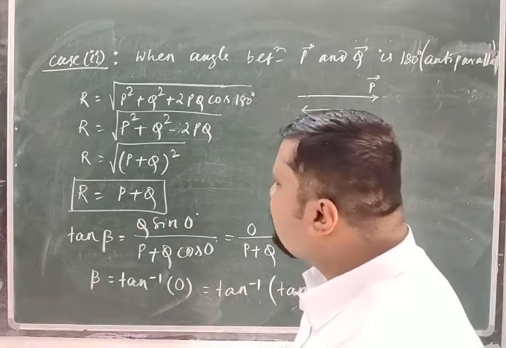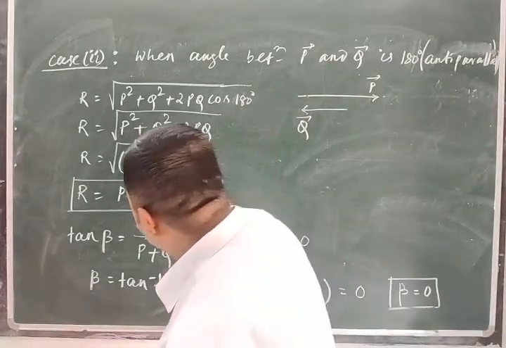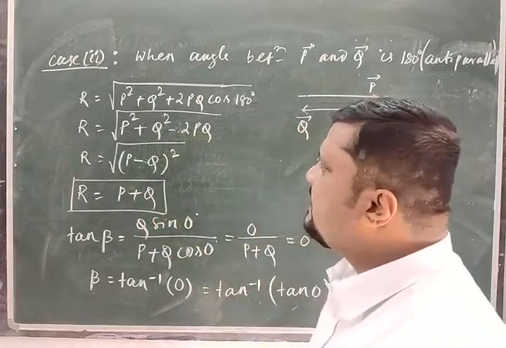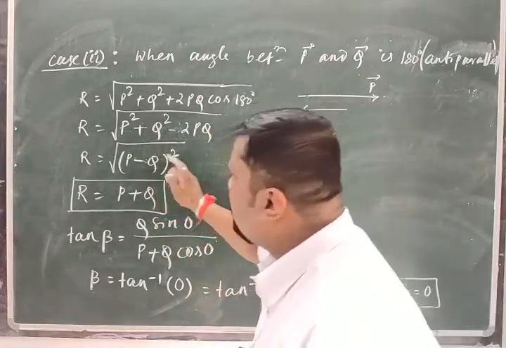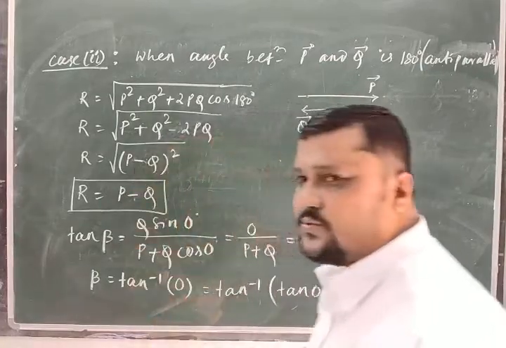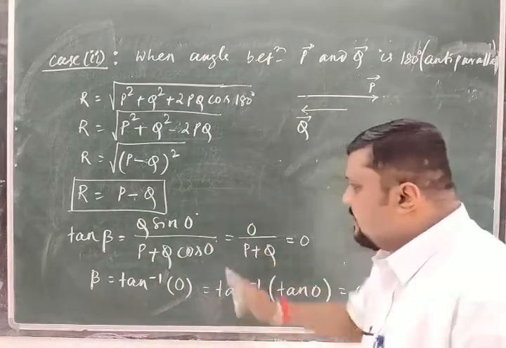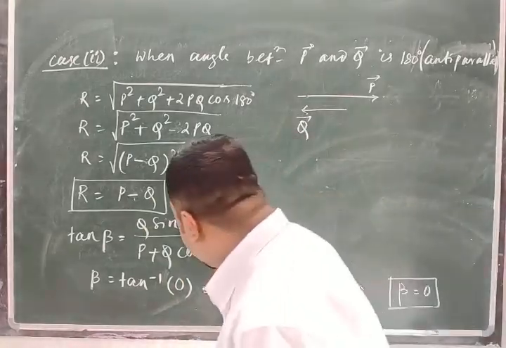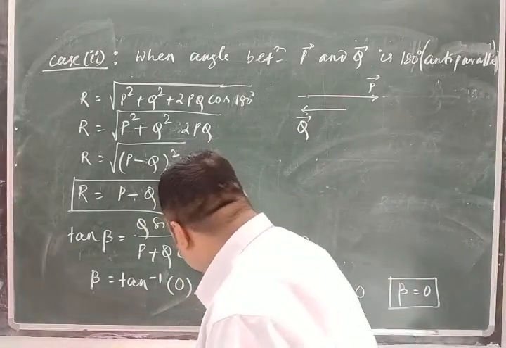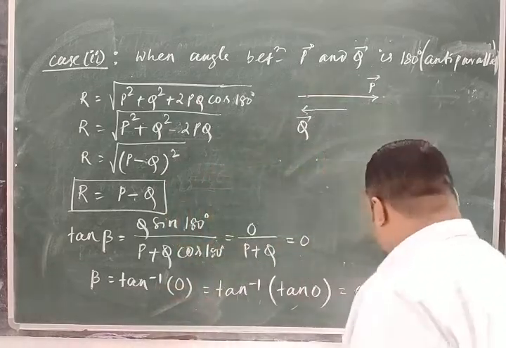Like a square plus b square minus 2ab, I am just making the corrections. What is required in case 2? Root of P minus Q whole square. So what do you get here? R is equal to P minus Q. But remember, when you do this for direction, the angle is 180.